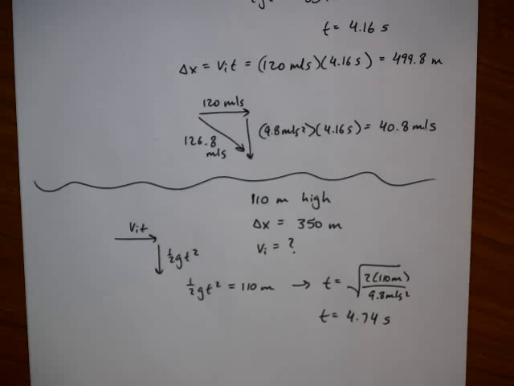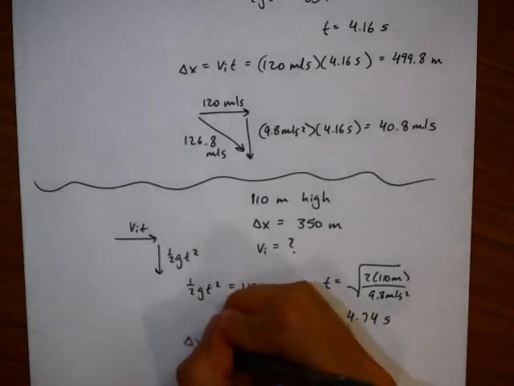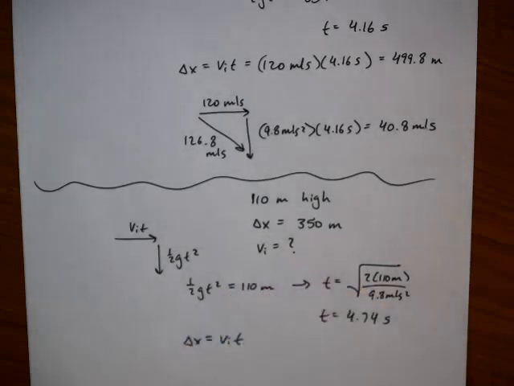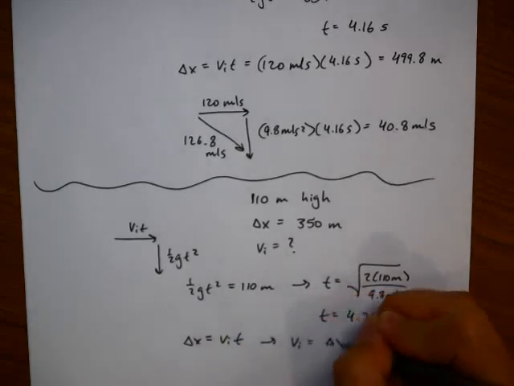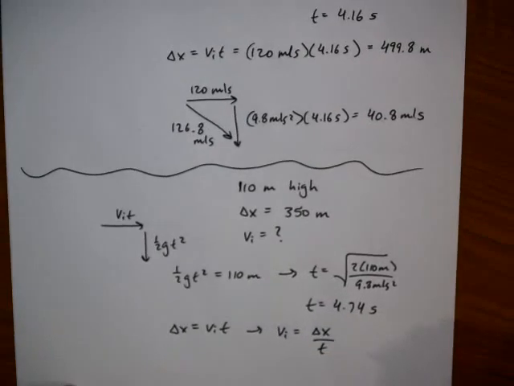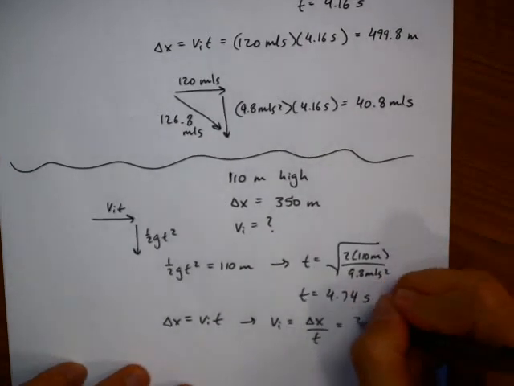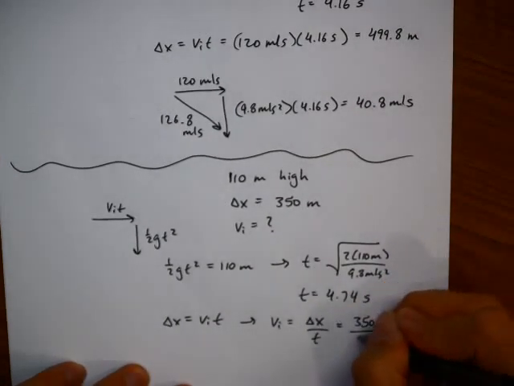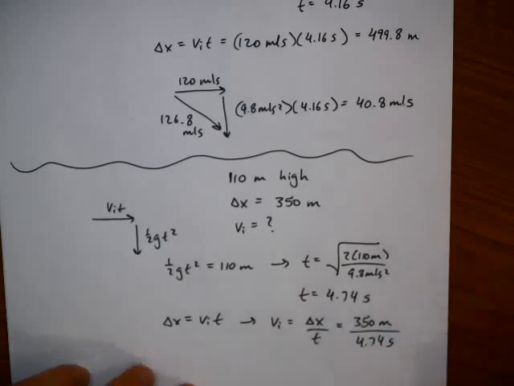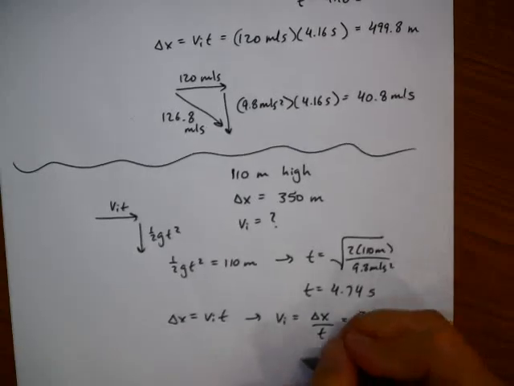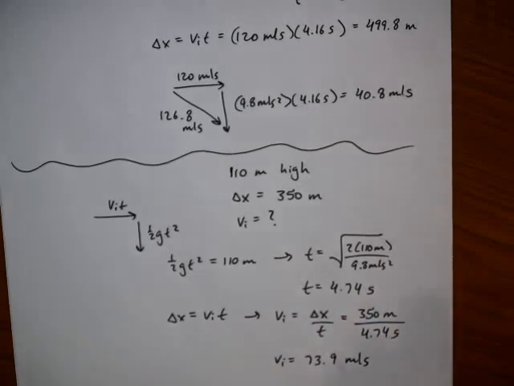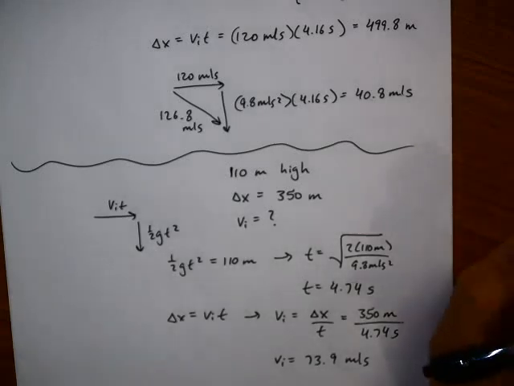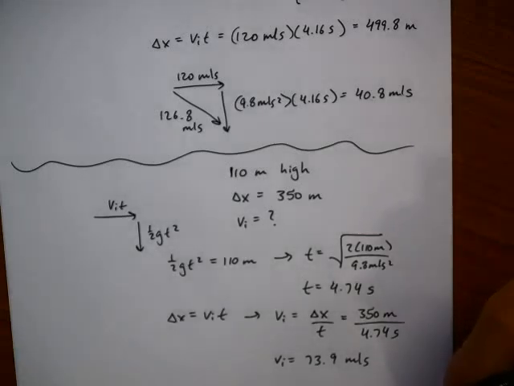Now we can pull out the range equation, delta x equals VIt. This time we're solving for VI. So VI is going to equal delta x over t. And that's just 350 meters over 4.74 seconds, which is approximately 73.9 meters per second. So we can solve for other variables.